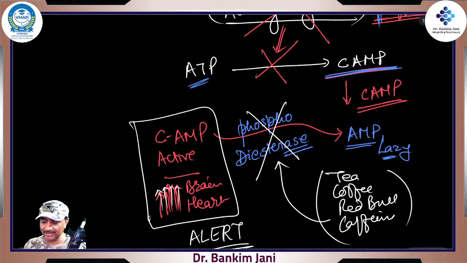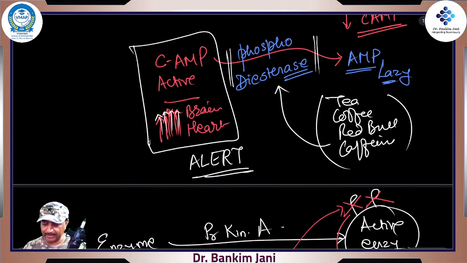Now this is not there, right? So it is said, okay, band. This cyclic AMP to AMP, right? That is the reverse one. It is by phosphodiesterase. So this phosphodiesterase enzyme will convert cyclic AMP, which is active, to AMP, which is lazy, right? Which is not working. So that is the phosphodiesterase enzyme.